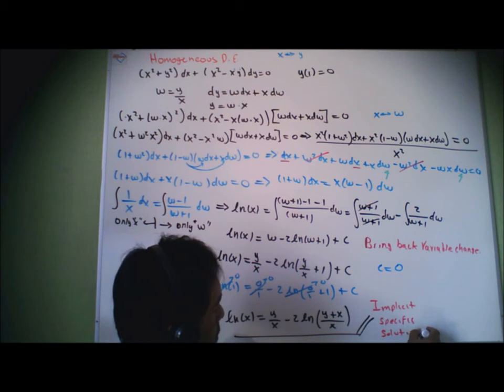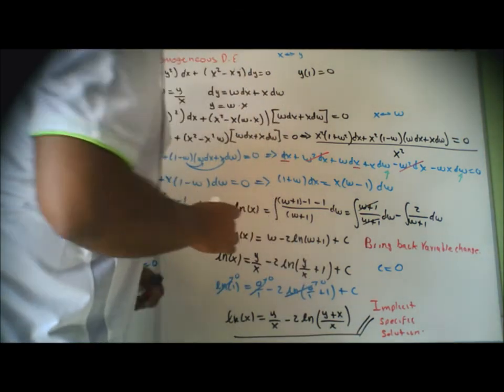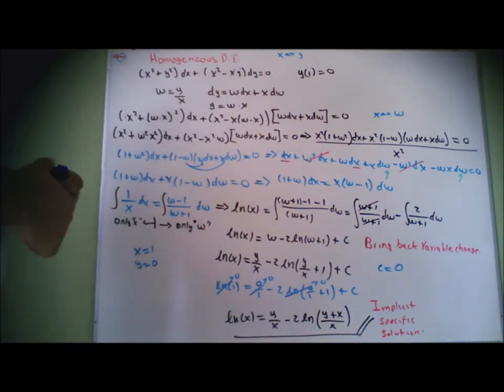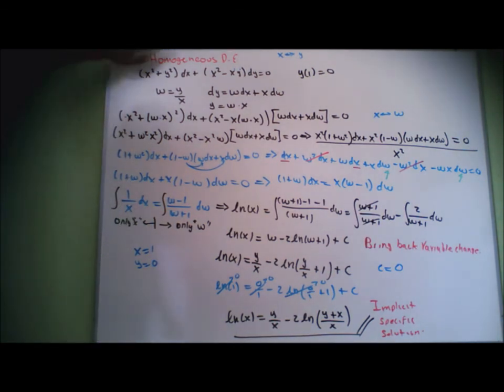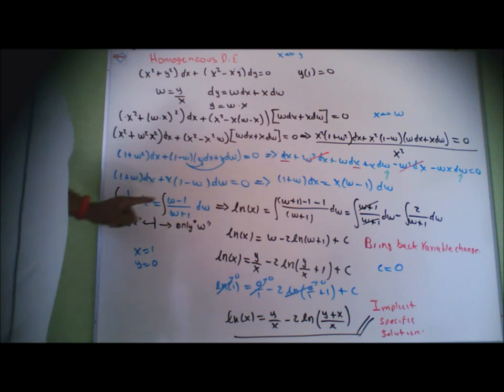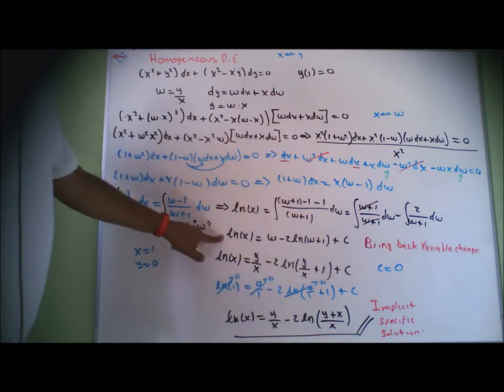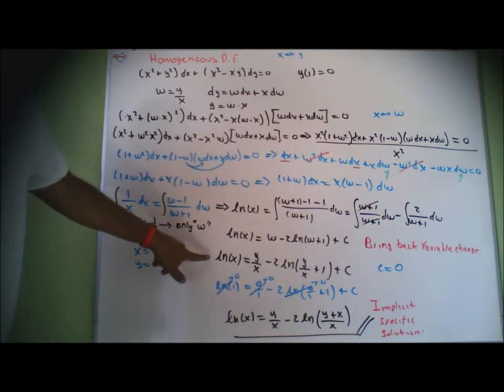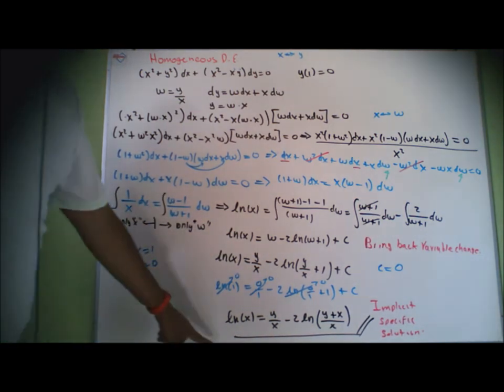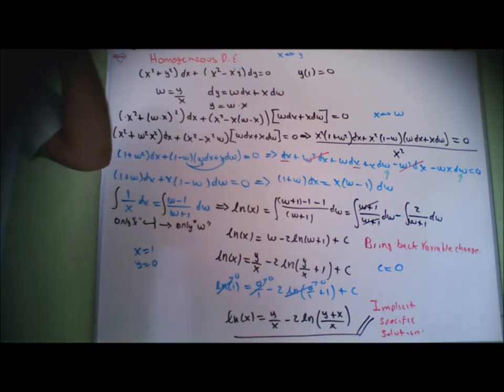So engineers, this is the way to solve a homogeneous differential equation. Again, as a summary, first identify that it is homogeneous. If it is homogeneous, then you apply this variable change. You should get a variable separable differential equation like this. And because it is a variable separable differential equation, then you can solve it. But when you solve it, don't forget to bring back the variable change. And here is the variable change back. And this is the specific solution. Alright, see you in the next video.